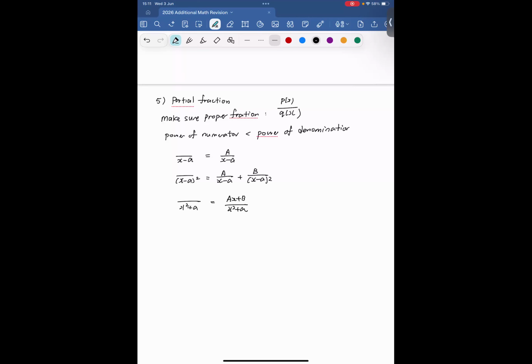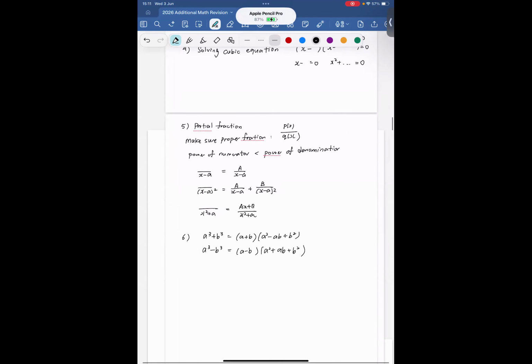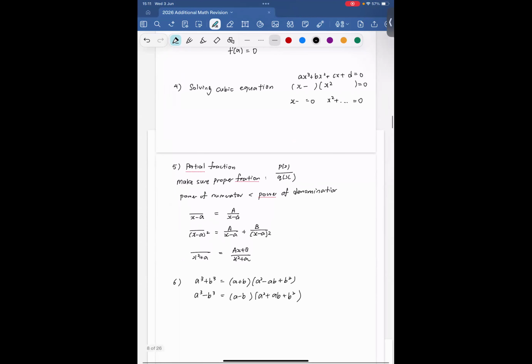Okay, so of course you have your last factorization, a cube plus b cube, but this one not always tested. So if you cannot process so much things, this one don't do first. Okay, it won't kill you if you don't know this. But the above all are more serious matters that we need to sort out first. Okay, so if you need to copy, you copy first. Anyway, it will be uploaded. You still can review it later on YouTube.